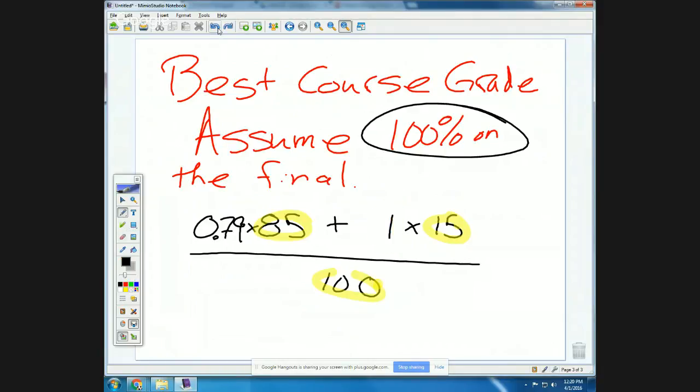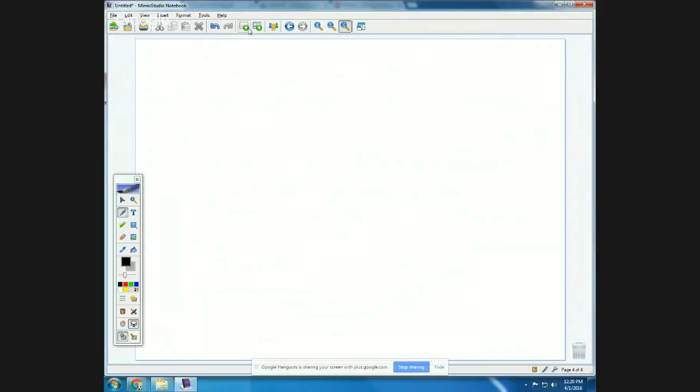Switch pens. Come on. Oops, wrong button. There we go, that's the right button.